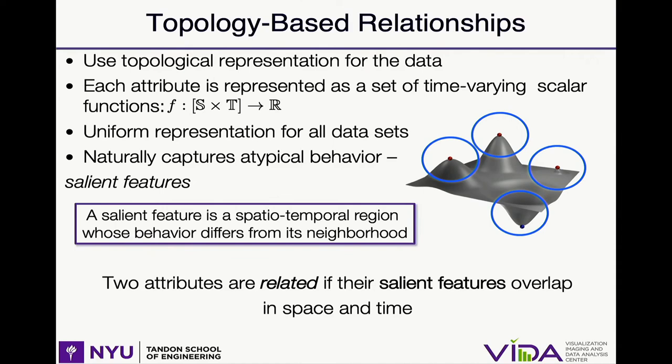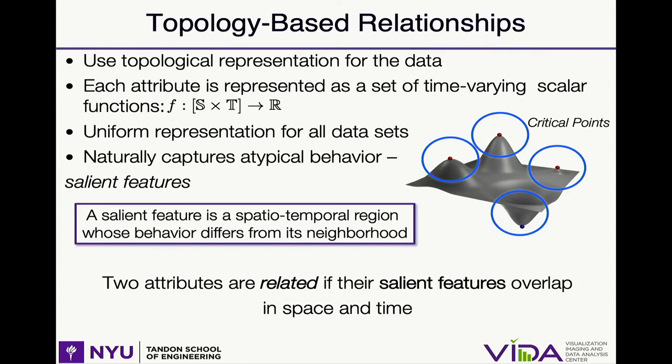The other big advantage is that the topological representation naturally captures these atypical features that we're interested in. When you look at the function, these atypical behaviors are going to appear as the critical points of this function, the peaks and the valleys. And once we have these scalar functions, we can say that two attributes in two different data sets are related if their salient features overlap in space and time.